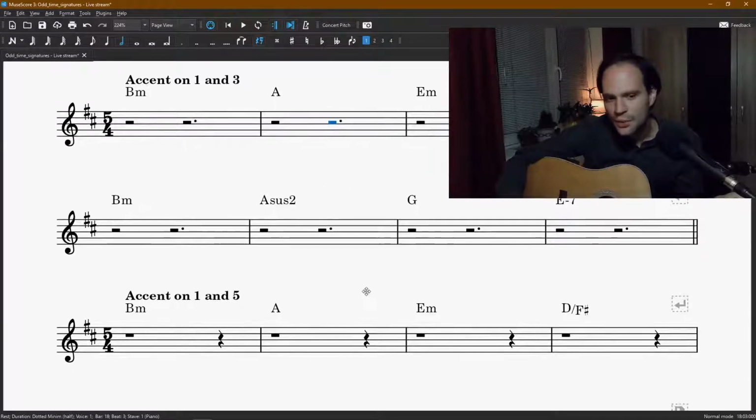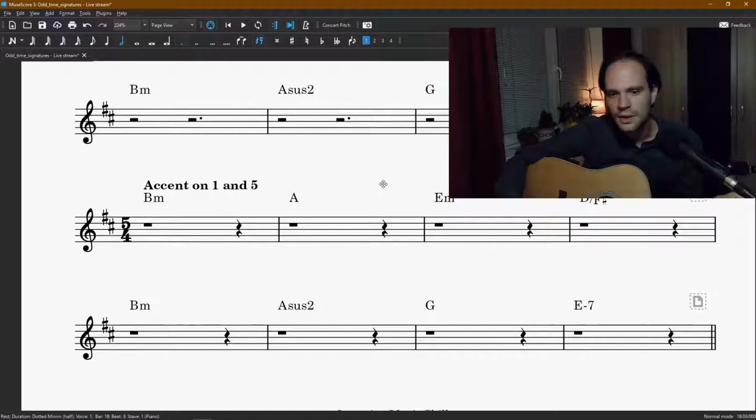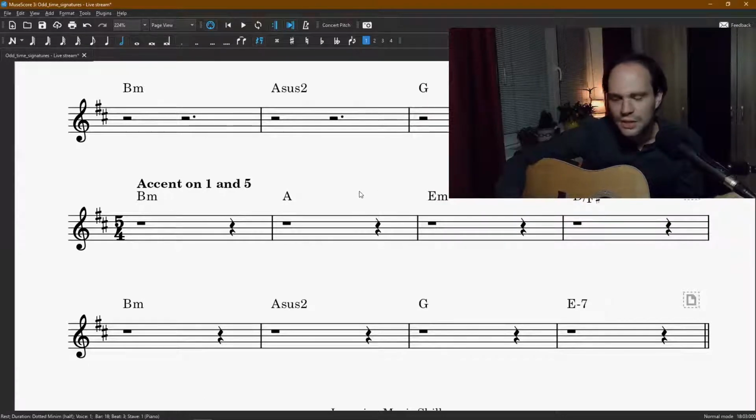But there's another way we could play the 5/4. I mean, there are a million ways, actually, not a million, but there are many ways that you could play a 5/4 time signature. So definitely, you need to be creative with them. But one way, which I've also heard in some music, is this way. You treat it as a 4/4 time signature.